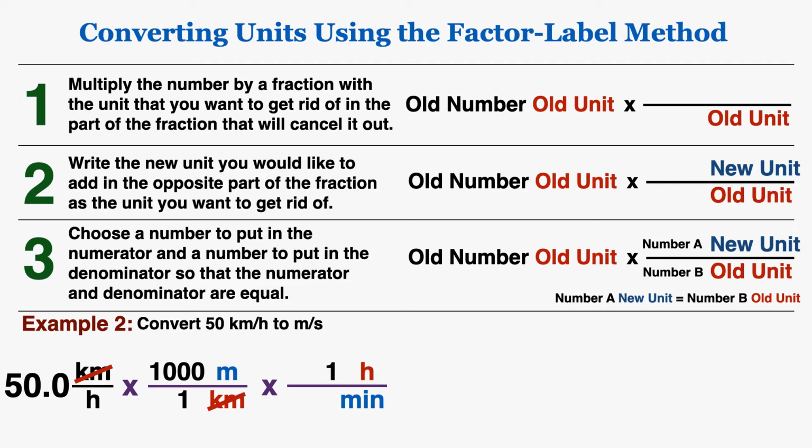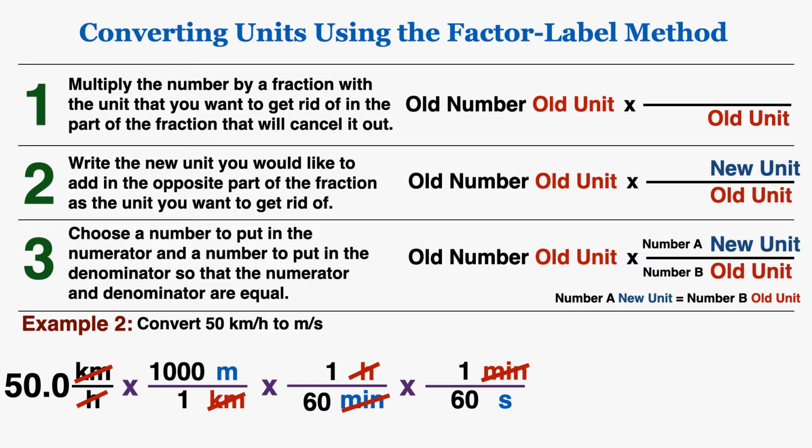I know that for every 1 hour there are 60 minutes, so that cancels out hours. And then I can write one more fraction where I go from minutes to seconds. And for every 1 minute there are 60 seconds. So that cancels out minutes, and now the only units that are remaining are meters in the numerator and seconds in the denominator, which is what I want.